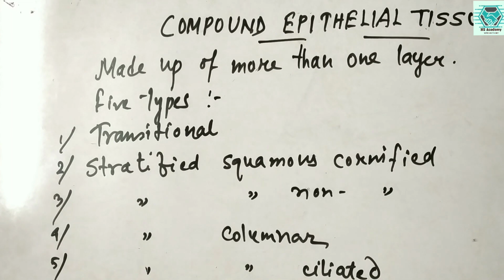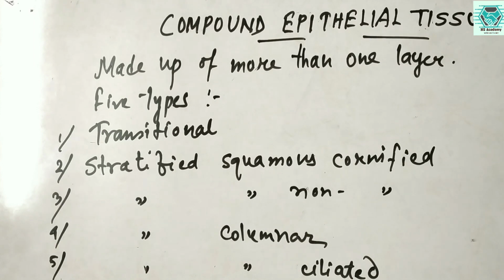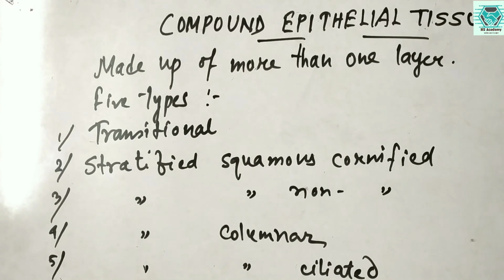Today our topic is compound epithelial tissue. In the previous discussion of simple epithelial tissue, what have we seen? We have seen that they are made up of a single layer of epithelial cells, and that they are of 5 types.